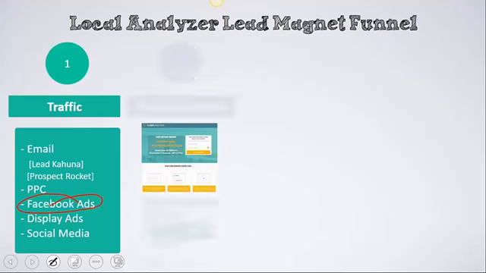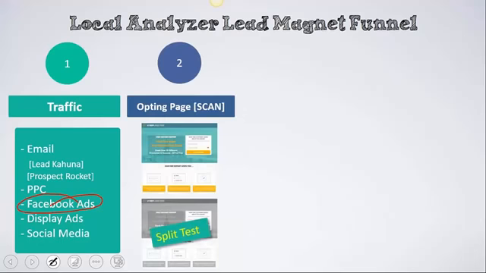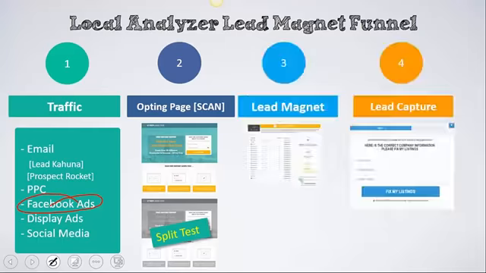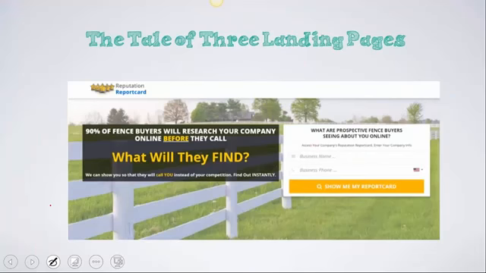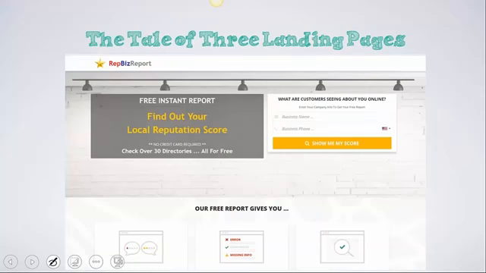So now, what's the next step? The opt-in page, right? So let's take a look at opt-in pages for a second. The tale of 3 landing pages. So we got the fence page. 90% of fence buyers will research your company online before they call. What will they find? We have the wall, free instant report, find out your local reputation score.